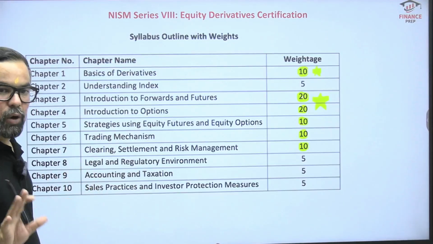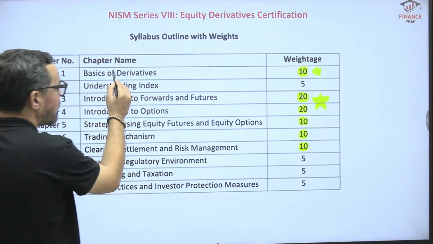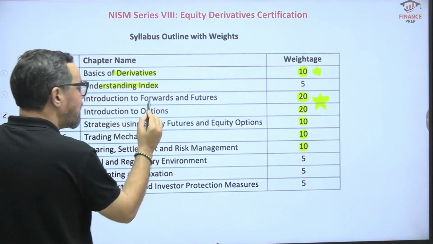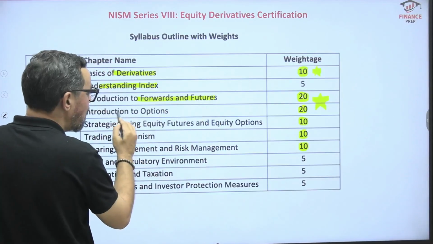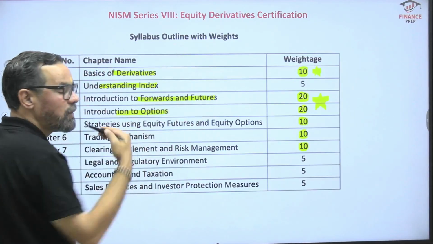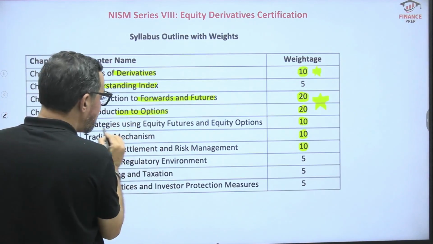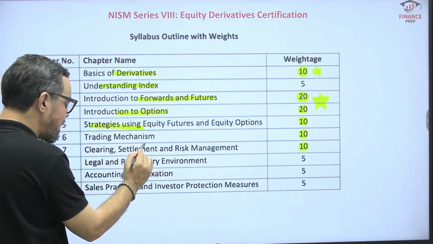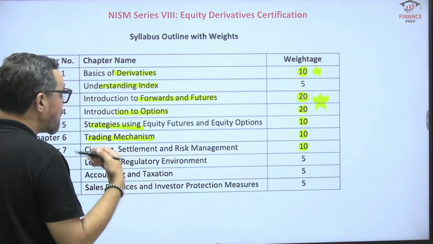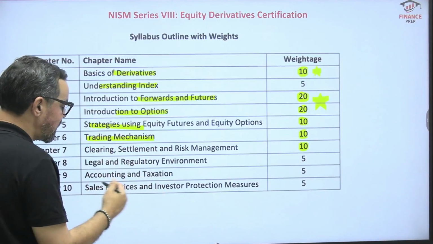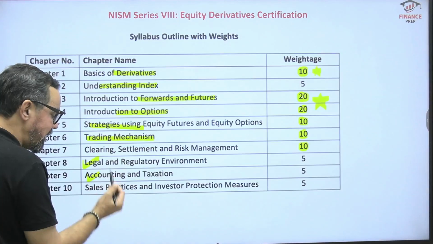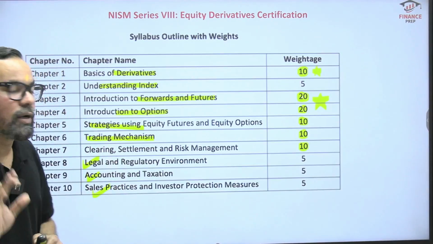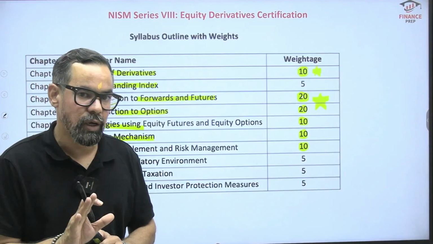The module is something where the first one is around derivatives, then understanding the indices, then we have forward and future options, which are further types of derivatives. Then we have strategies using equity future and options, trading mechanism, how we generally trade, then clearing, settlement and risk management, legal, accounting and taxation, sales practices and investor protection measures. So these are the 10 units which are generally part of this particular curriculum.